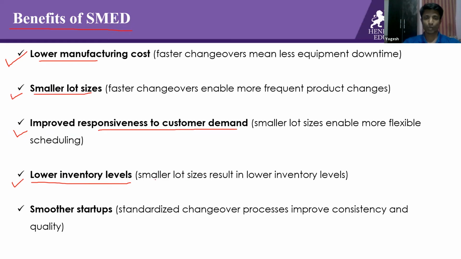We are having smaller lot sizes because of faster changeovers, and smaller lot sizes means lower inventory levels. Then smoother startups. So whenever we do this changeover project, we also focus on the product quality that we take out once the machine is started after the changeover, and everything that happens because of the standardized changeover, right?